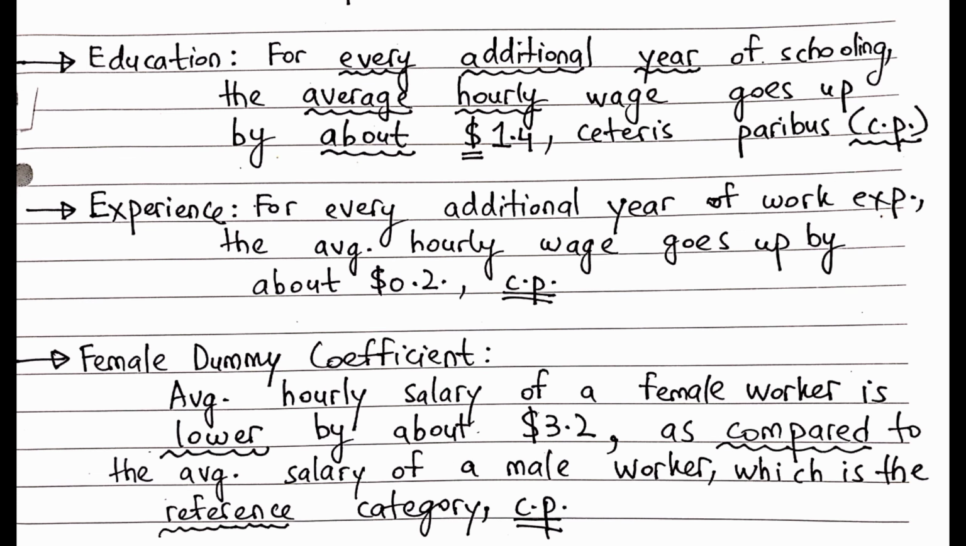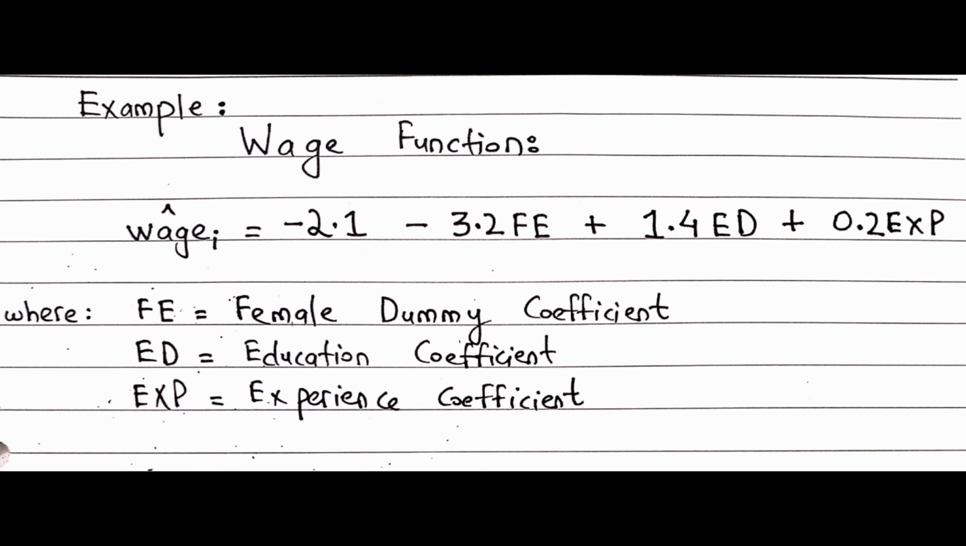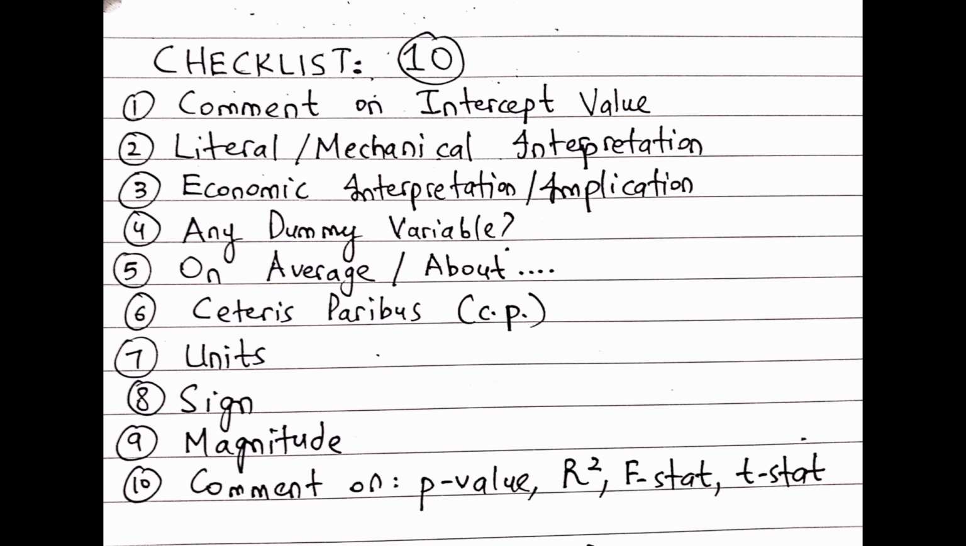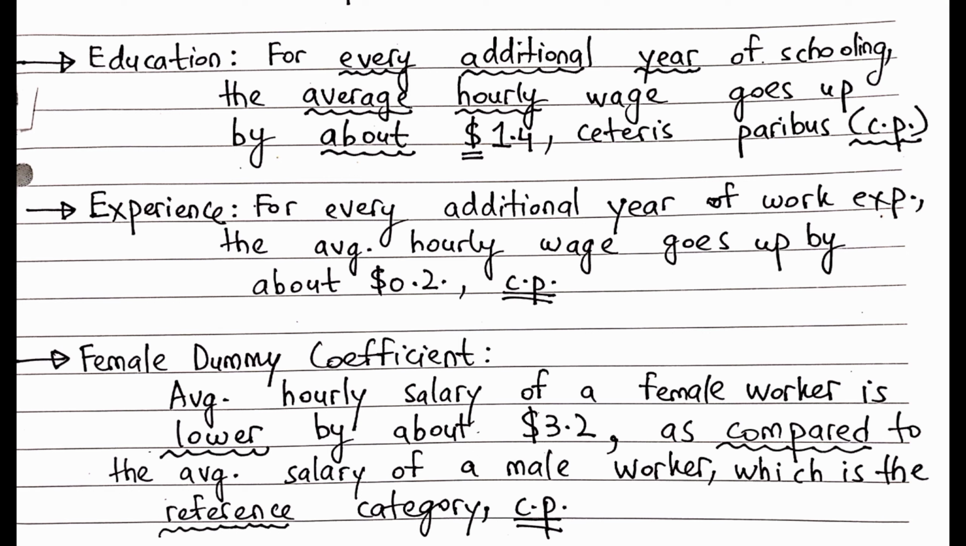Now when you comment on the other coefficients, for example the education, experience and female dummy coefficients, you just have to remember to include the keywords which I have underlined. So this is the given regression equation which we are trying to interpret, and this is the checklist which you can use as a quick reminder. For the education coefficient, we state that for every additional year of schooling, the average hourly wage goes up by about $1.4, ceteris paribus, that is keeping all other things equal.